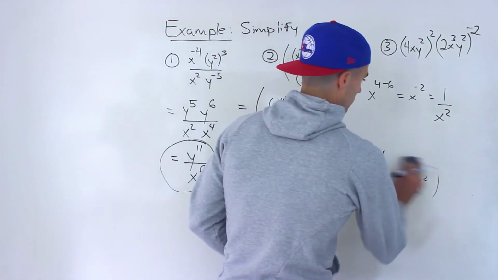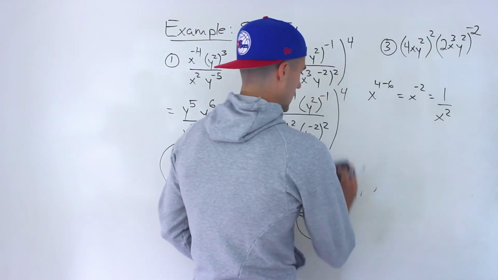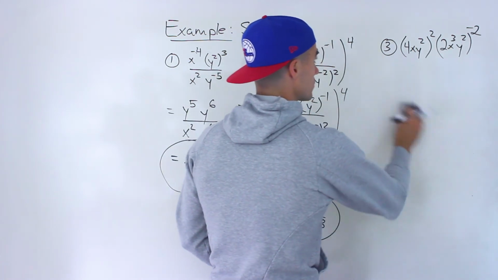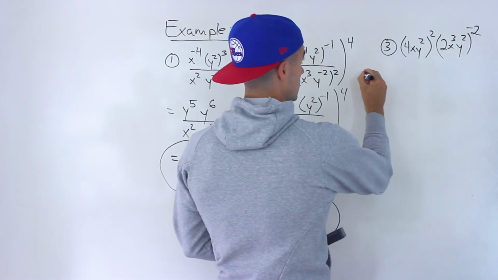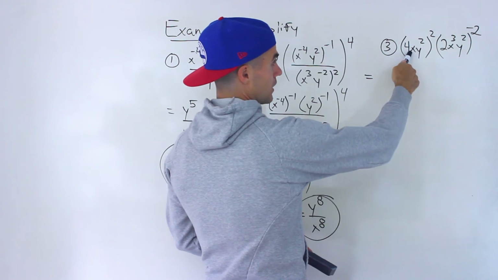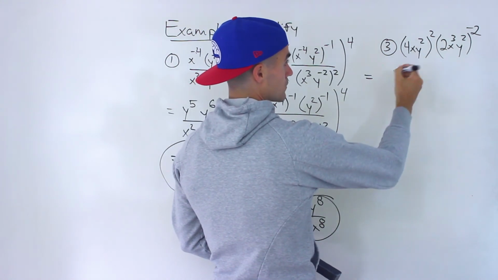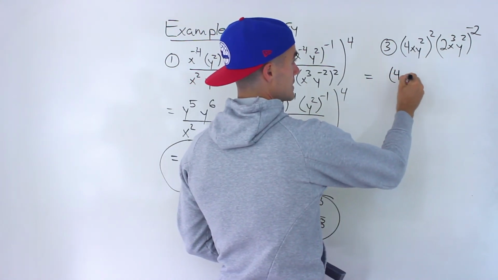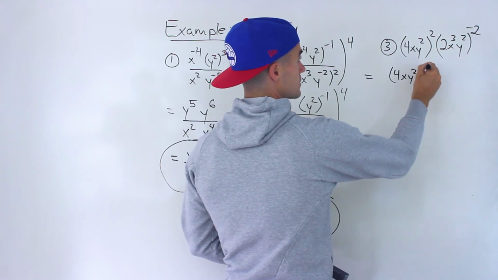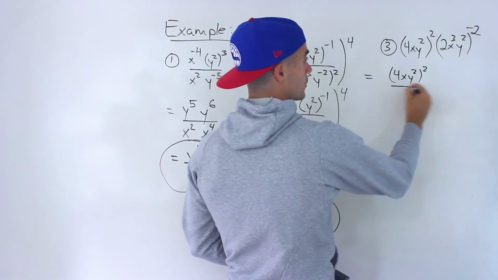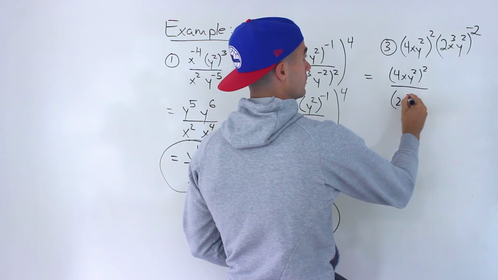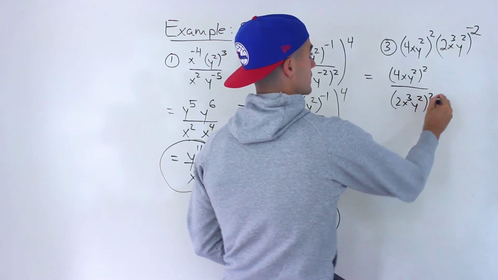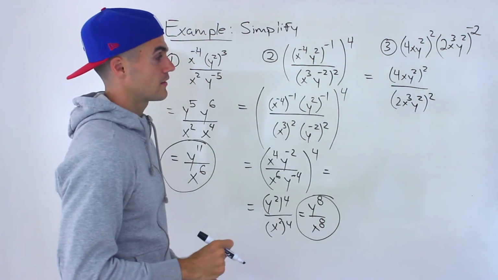And then number 3, I think it may actually be more simple than number 2. Here we got 4x y squared to the power of 2, so I'm going to leave that as is. However, this whole term is to the power of negative 2, so I'm going to bring that whole term down and change that to be positive 2, like that.